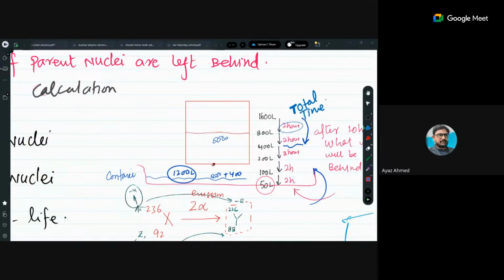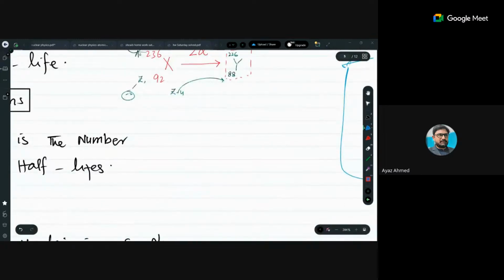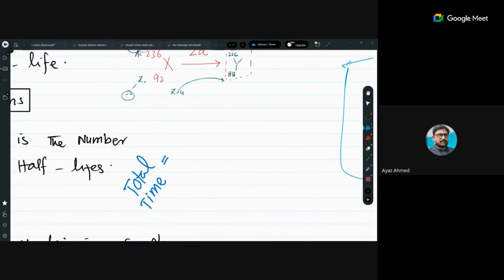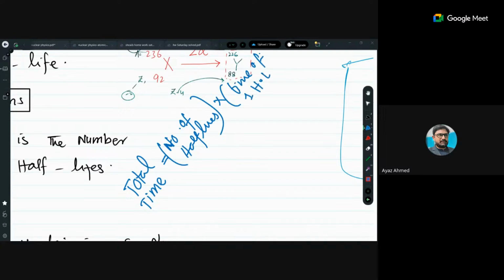Total time of decay is equal to number of half lives into time of one half life. Is it clear to all? So I will write over here that total time, yani total time lapse, you can say, is equal to number of half lives into time of one half life. So please remember this thing, that total time is equal to n into t1/2.